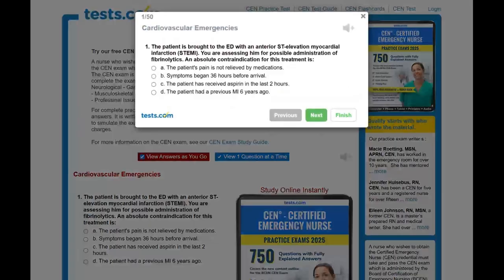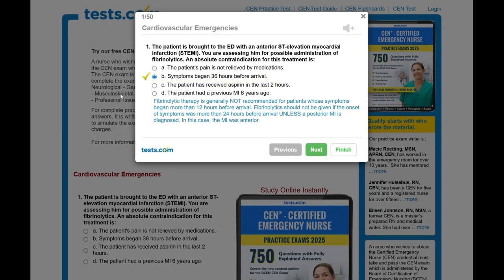Cardiovascular emergencies. Question 1. The patient is brought to the ED with an anterior ST elevation myocardial infarction, STEMI. You are assessing him for possible administration of fibrinolytics. An absolute contraindication for this treatment is A. The patient's pain is not relieved by medications. B. Symptoms began 36 hours before arrival. C. The patient has received aspirin in the last 2 hours. D. The patient had a previous MI 6 years ago.